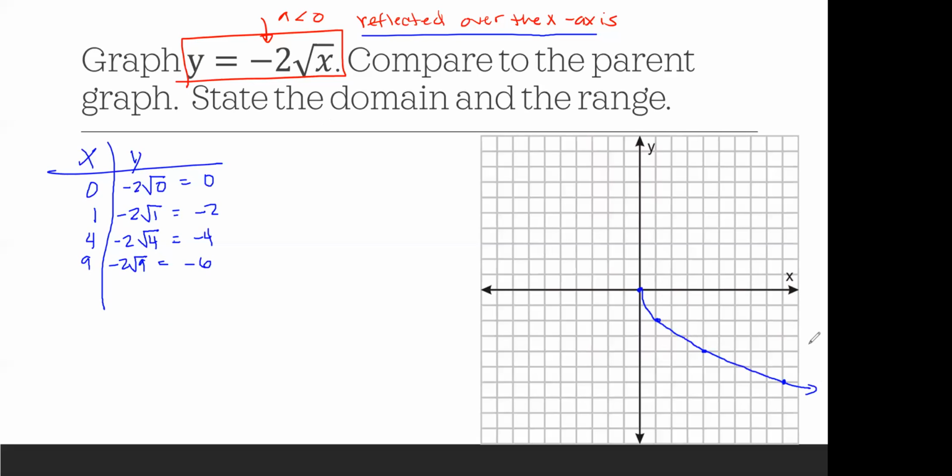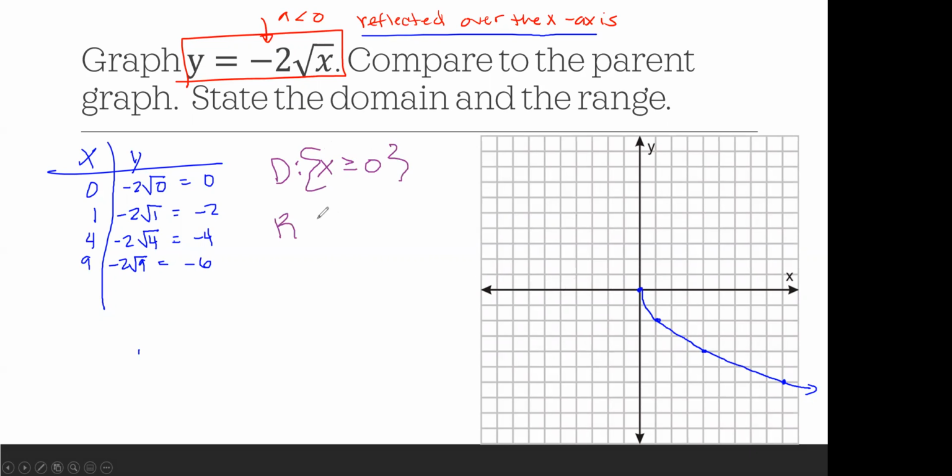Hey, there we go. That's a good one. Okay. So it's reflected over the x-axis. Okay. So then it says to state the domain and the range. So the domain, notice that our x values have to be greater than 0. Okay. We don't have anything below 0. So x is greater than or equal to 0.